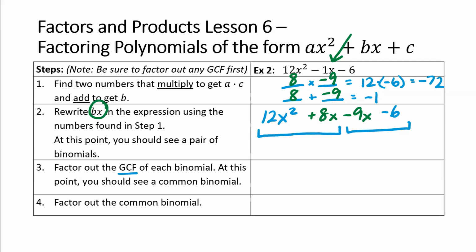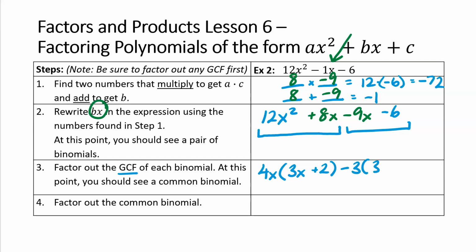For that 12x squared plus 8x, we can factor out a 4x. So 4x times 3x equals 12x squared. 4x times 2 would equal 8x. For the negative 9x minus 6, we can factor out a negative 3.